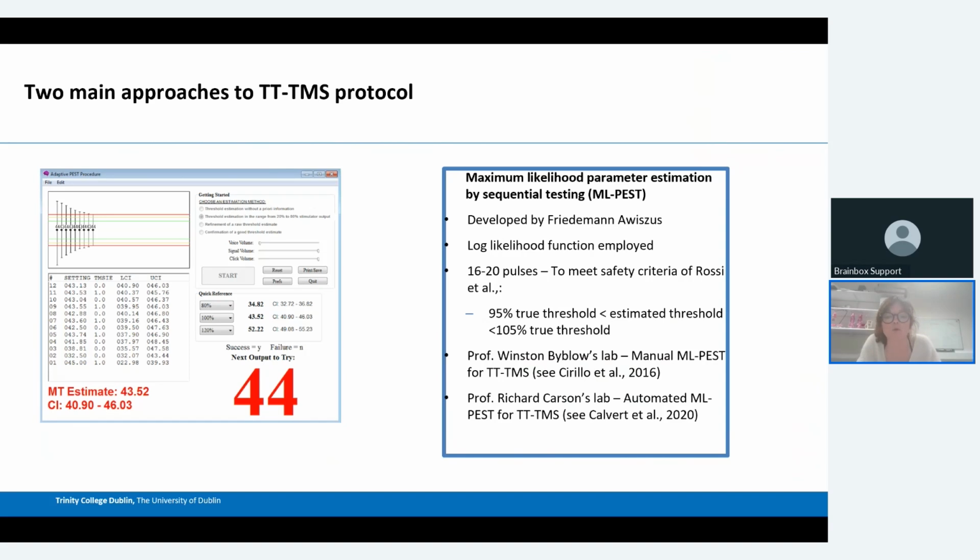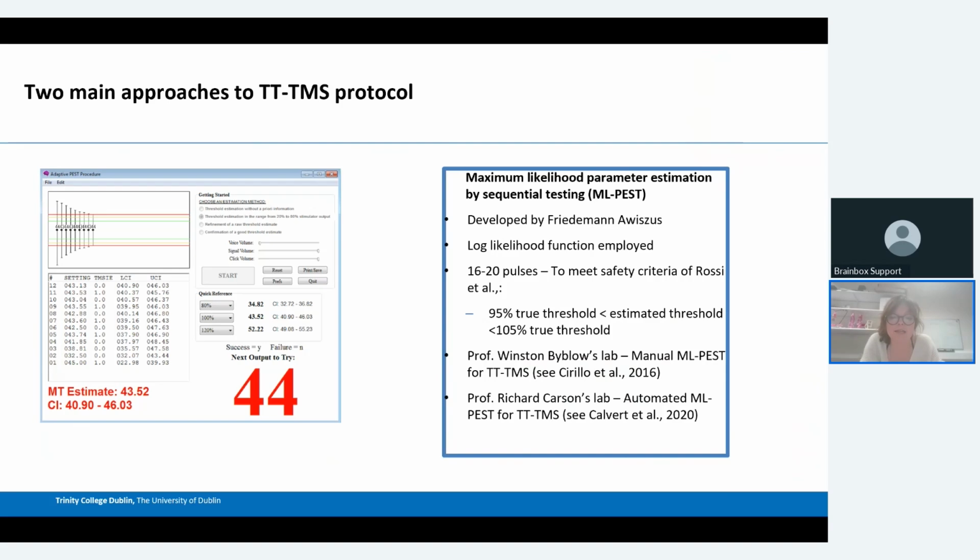Winston Byblow and his team in Auckland used this GUI manually. They had somebody manually inputting whether they got a success or failure, and somebody manually changing the stimulator output to do this threshold tracking.